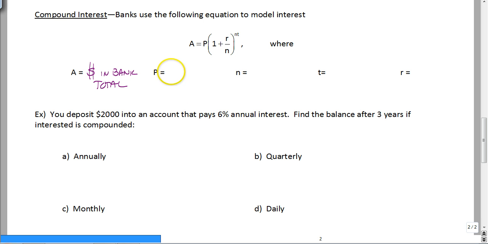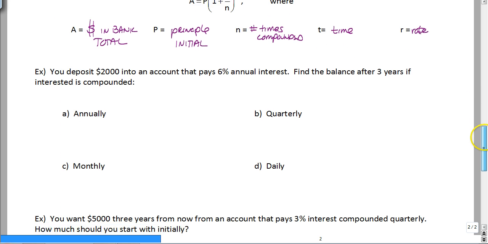P is your principal, which is your initial amount of money in the bank. N represents the number of times it's compounded. T again is time, and R is still your rate. So to use this formula, you're going to need a calculator.